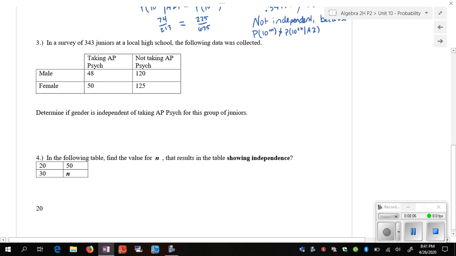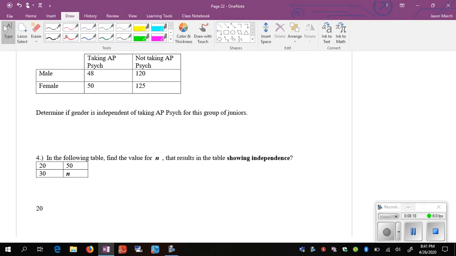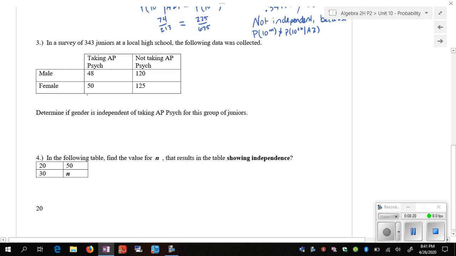Determine if gender is independent of taking AP Psych. Again, if you want to pause the video to take a look at it and see what you can figure out, I'm just going to go ahead and get started. In this example, we weren't given the totals, so I'm going to add the margins.